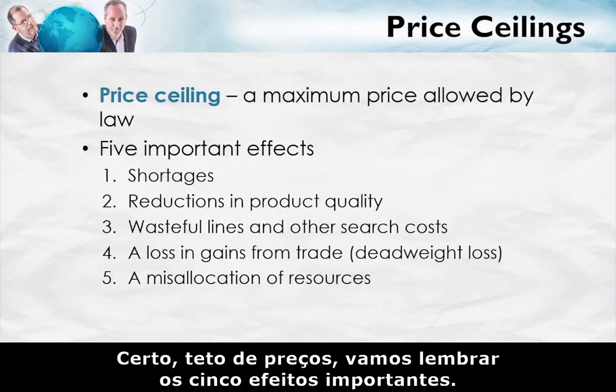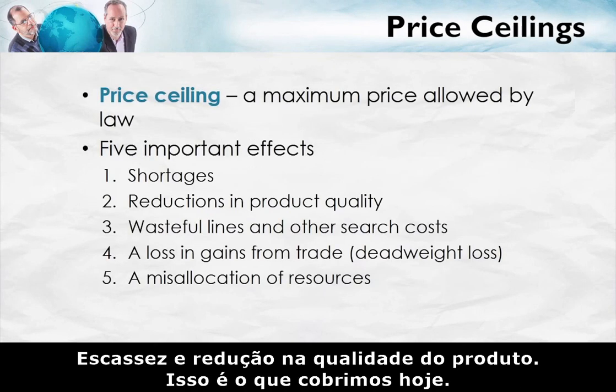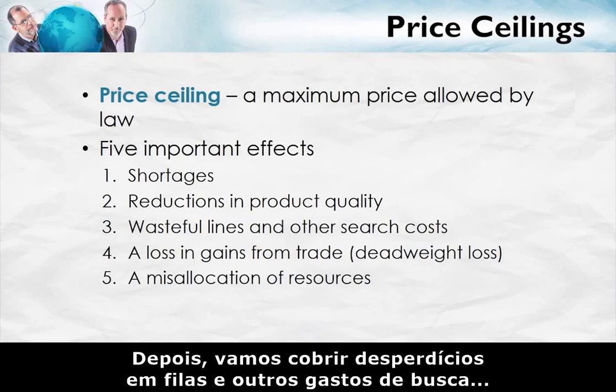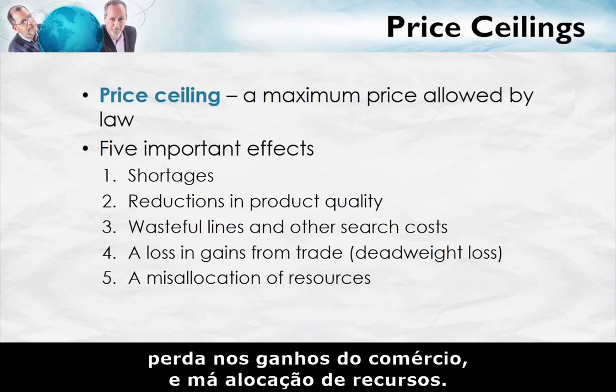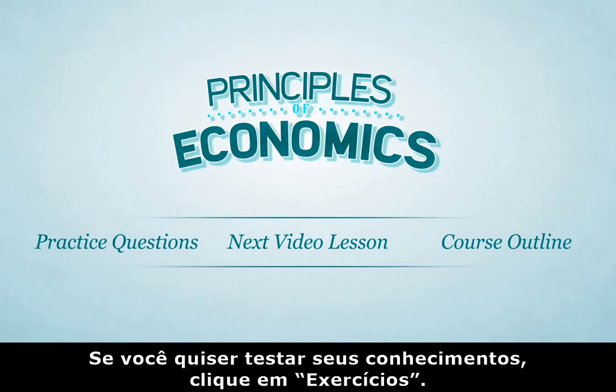Okay, price ceilings. Let's remember 5 important effects. Shortages and reductions in product quality. That's what we covered today. Next, we'll be covering wasteful lines and other search costs, a loss in gains from trade, and a misallocation of resources.